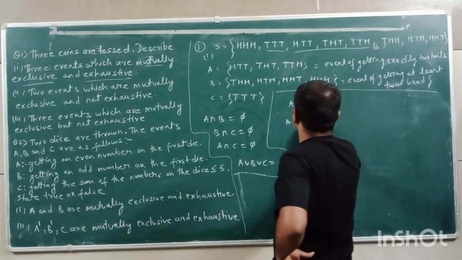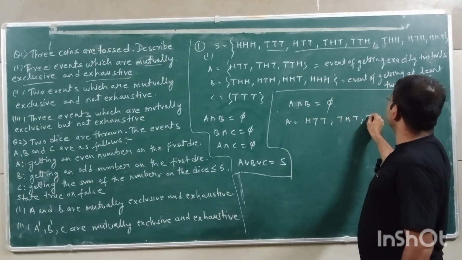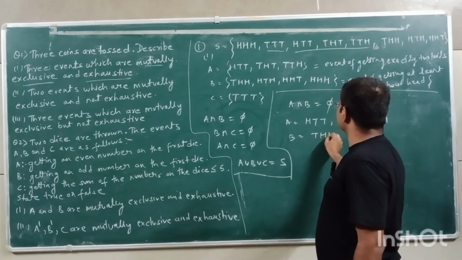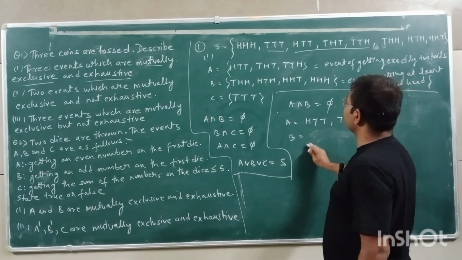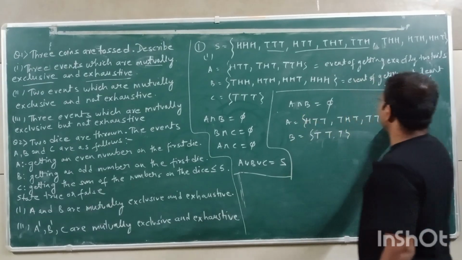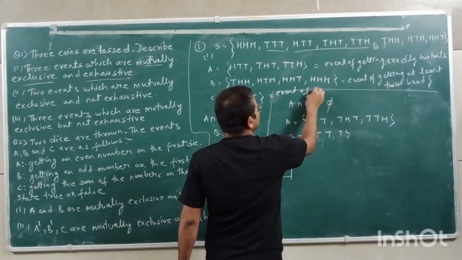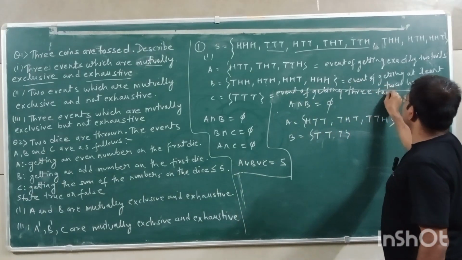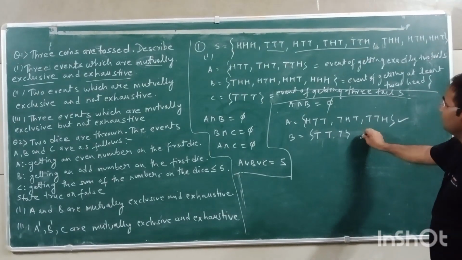See here, A can be written as HTT, THT, TTH. And B is THH, HTH, or you can also write TTT. Here we have not defined this element, the event of getting three tails. Now see, we have defined this already here.